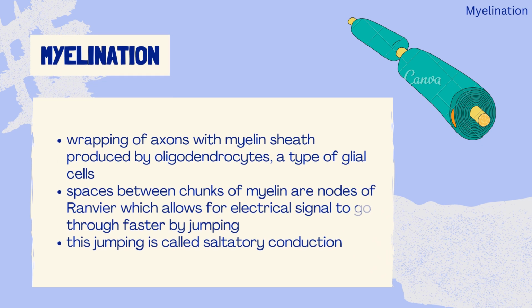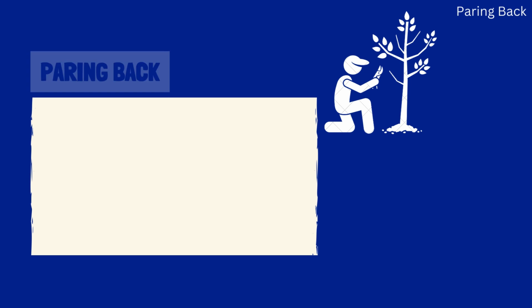Next is myelination. This is the wrapping of axons with myelin sheath, which is produced by oligodendrocytes, which are a type of glia cell. Spaces between these chunks of myelin are nodes of Ranvier, which allow for electrical signal to go through faster by jumping from one myelin chunk to another myelin chunk. This jumping is called saltatory conduction. Saltatory meaning jumping.